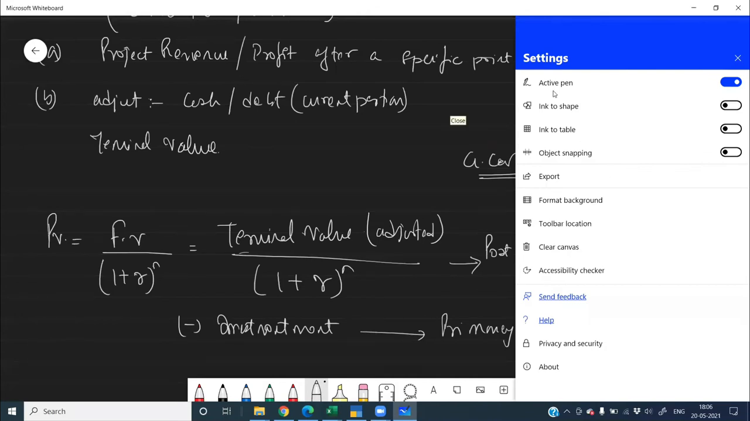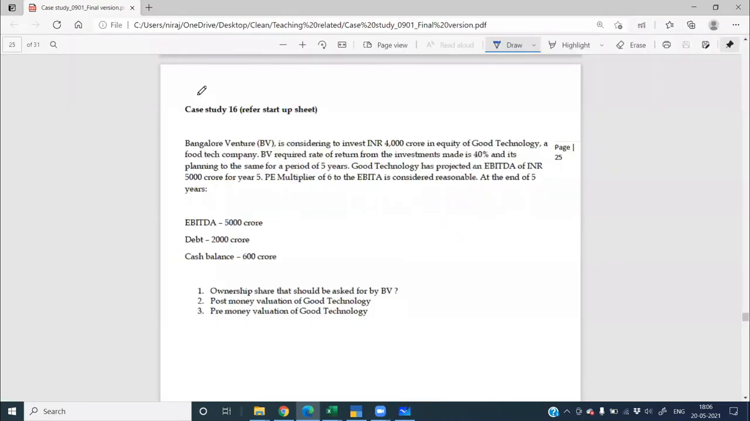Correct, Gauramji. It's exit value or the terminal value, whatever you want to call it. So let's try to solve this sum.